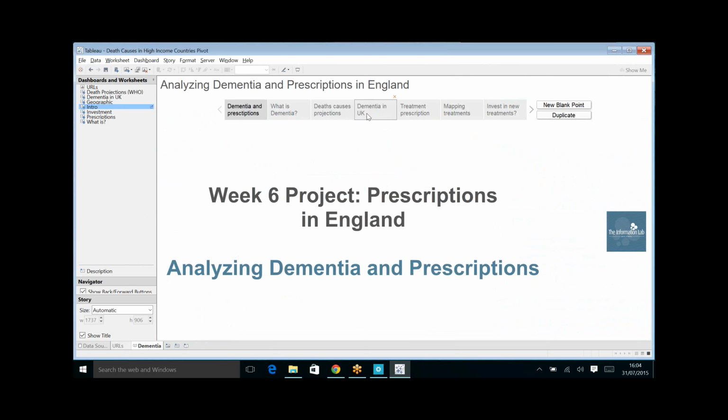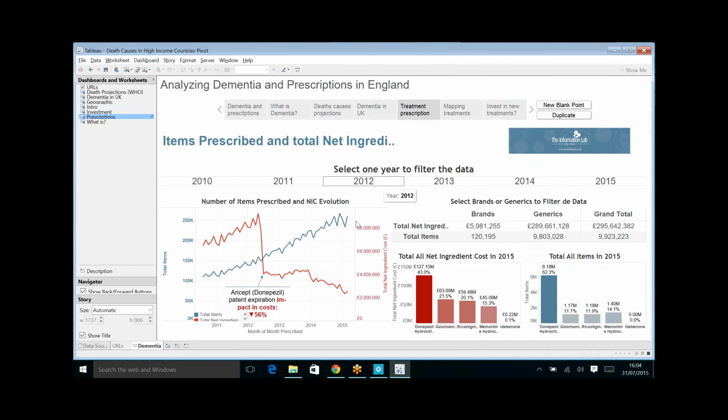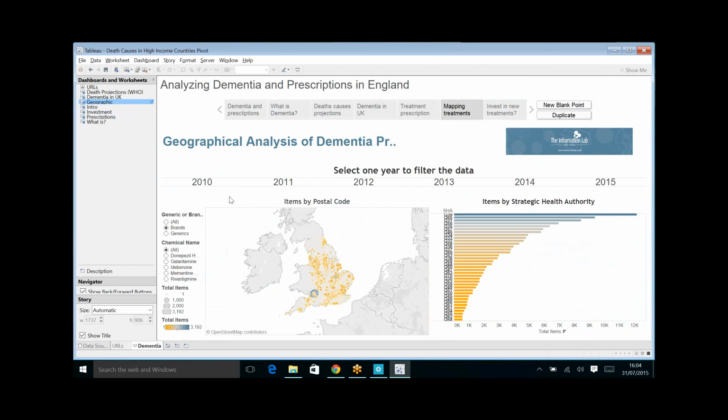Well, yes. First of all, very curious how the expiration of a patent in a drug can affect the costs that are spent on that kind of drug, and also how the localization of the drugs works, how some drugs are very focalized and focused on certain areas.